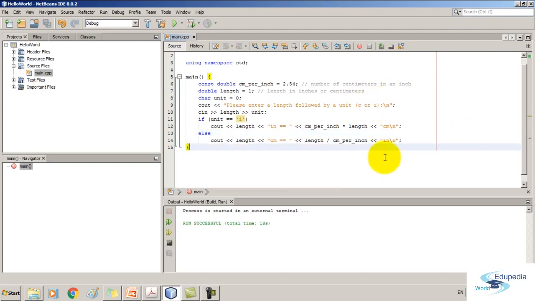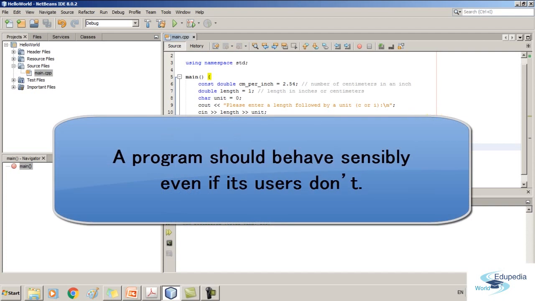It's good practice to always test our program with bad inputs, such as entering feet values in here, because someone will eventually, accidentally or intentionally, enter bad inputs. A program should behave sensibly even if the user doesn't.